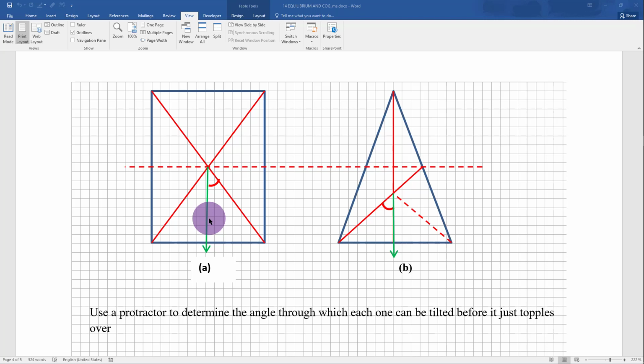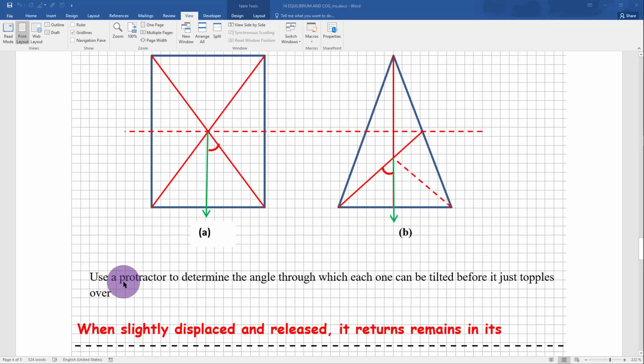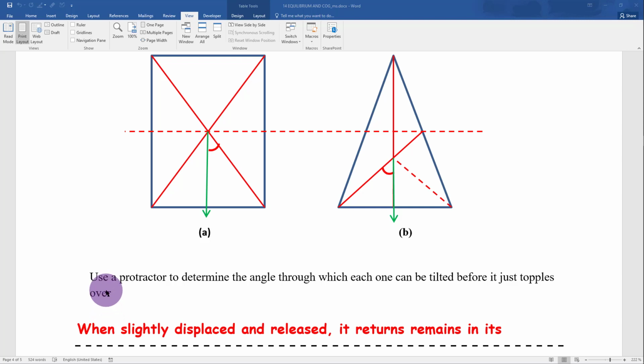And then the other thing we can do is to determine, of course that one is in the next question, use a protractor to determine the angle. Let me just remove this grid. The next part is use a protractor to determine the angle through which each one can be tilted before it just topples over. And the angle through which this rectangular lamina can be tilted before it topples over is this one here, while the angle through which this one can be tilted is this one.